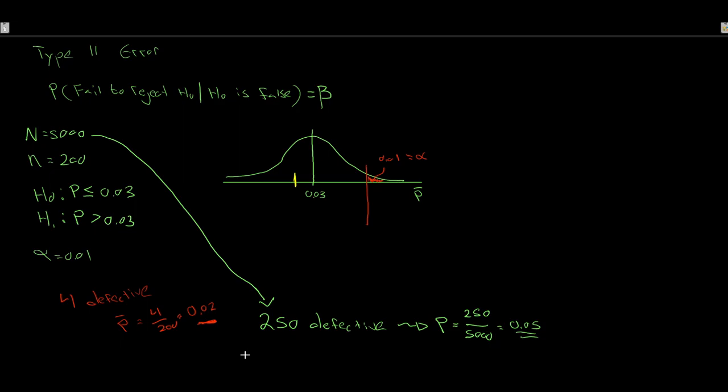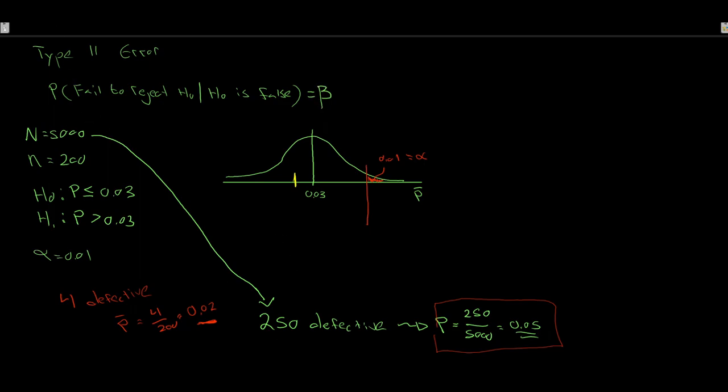This is a type 2 error. We're saying, yeah, 2%, cool, we're good, we're going to fail to reject our null. But this is, in fact, what the true population proportion is, meaning we should have rejected our null. We should have said, no, we have evidence against it. But given random sampling, we didn't. That's a type 2 error, and the probability of that happening is beta.